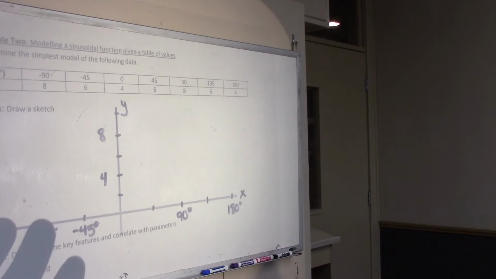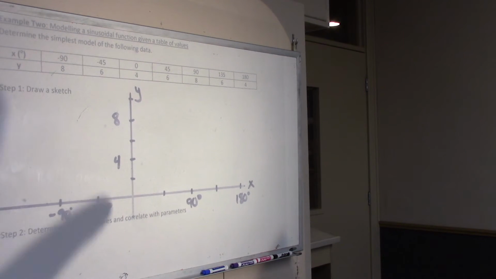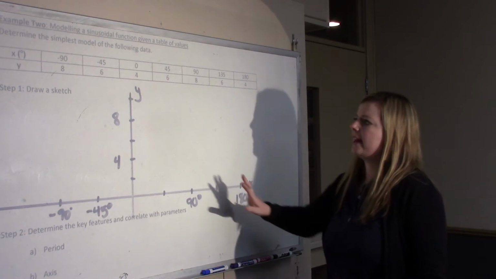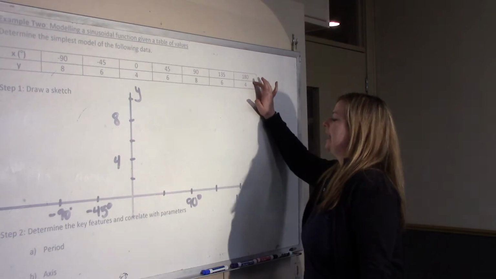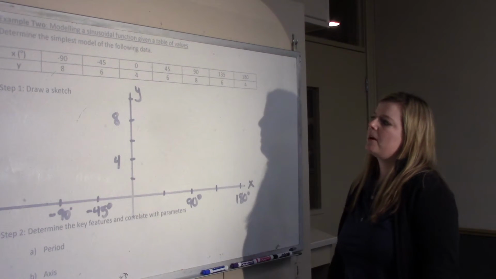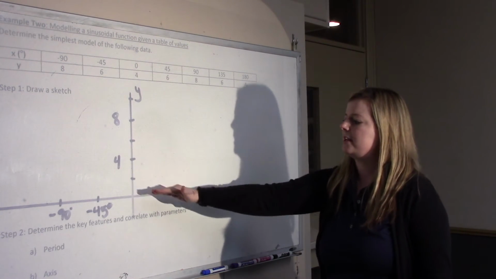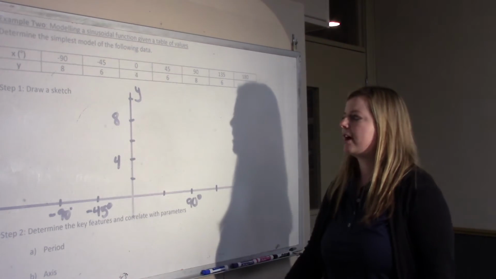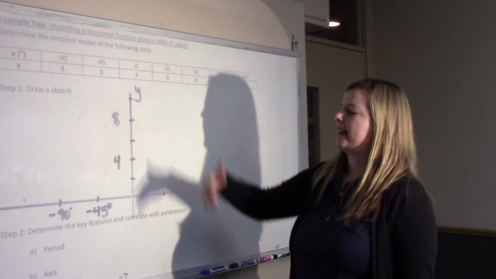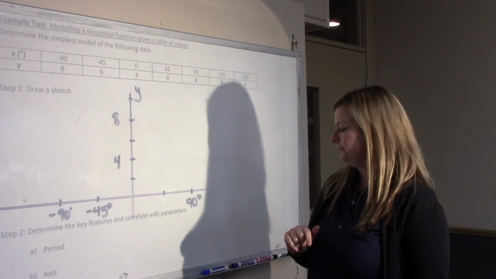Okay, example 2 gives you a table of values. So you'll notice I already created my x and y axis here. So I noticed that it went from negative 90 up to 180, so I made sure I had enough room to do that. And I noticed the y values, the minimum was 4 and the maximum was 8. So I didn't need any room for any negative y values. I just made sure I had at least up to 8, always with a little bit of room on top so it doesn't look too squished.